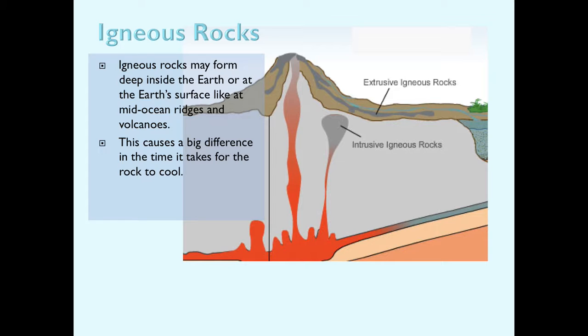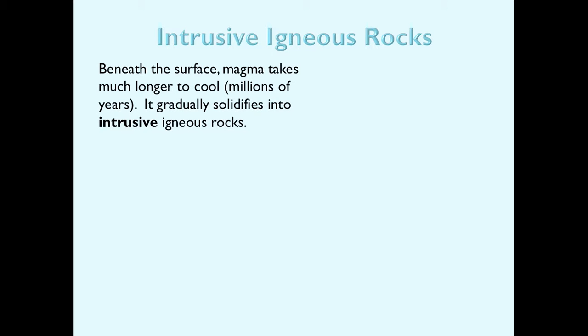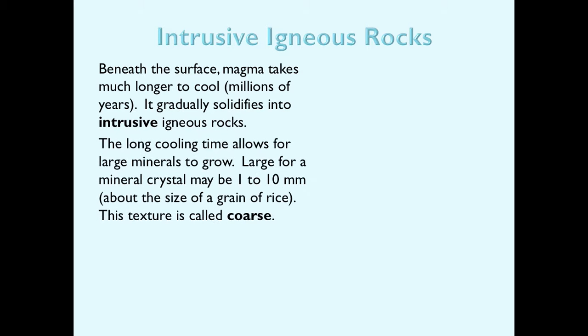So because they're insulated and surrounded by other rocks, the intrusive igneous rocks, the magma underground, cools very slowly, and the extrusive igneous rocks on the surface cool very quickly. So we'll start with intrusive. Beneath the surface, magma takes much longer to cool. When we're talking on a scale of millions of years, it gradually solidifies into an intrusive igneous rock.